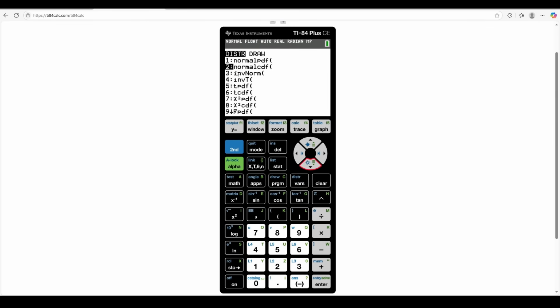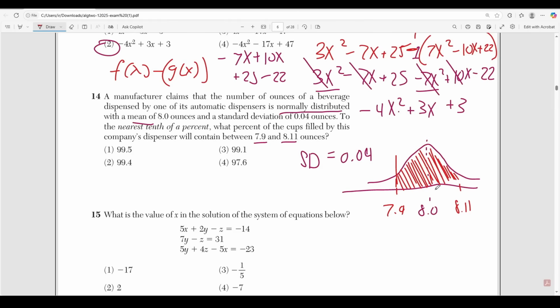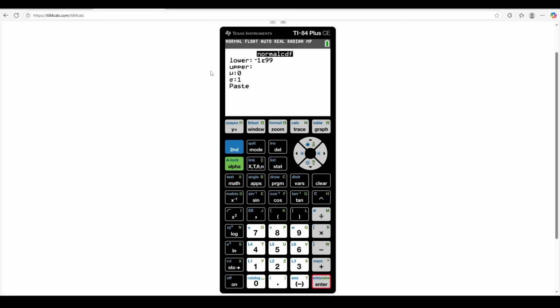Then you're going to scroll down to normal CDF, press enter, and here it asks you for a lower and upper, this symbol, and paste. Well, what could be our lower? Well, if you drew it like this, you'll never get it wrong because you'll always know that your lower bound is 7.9, right? These two are like fences and boundaries that restrict the calculator and make the calculator look at whatever's in between them. So here, we're telling the calculator the lowest value that I want you to search for here is 7.9. So that's my lower bound.